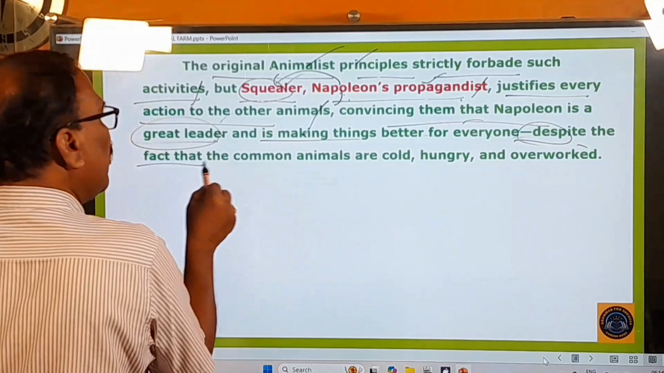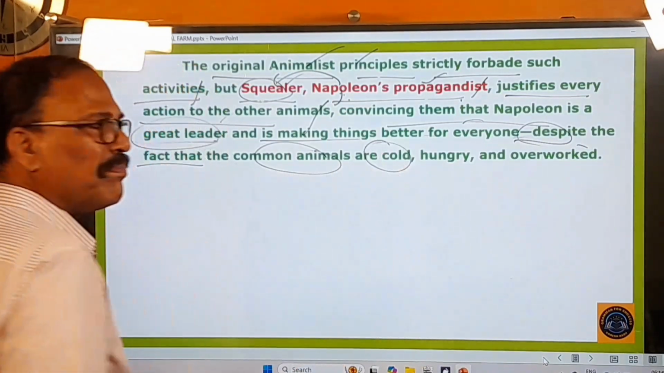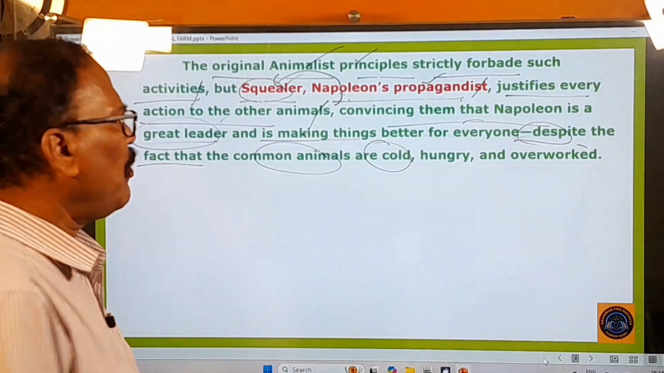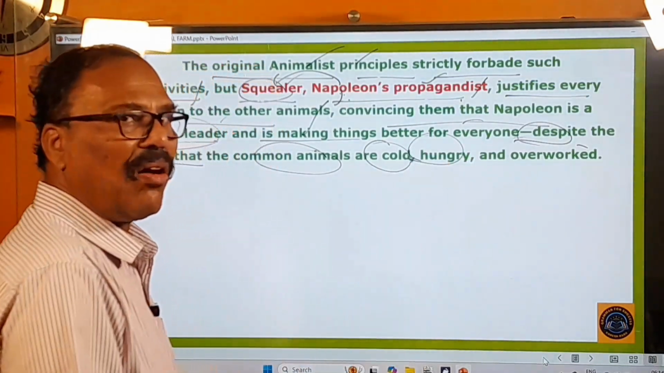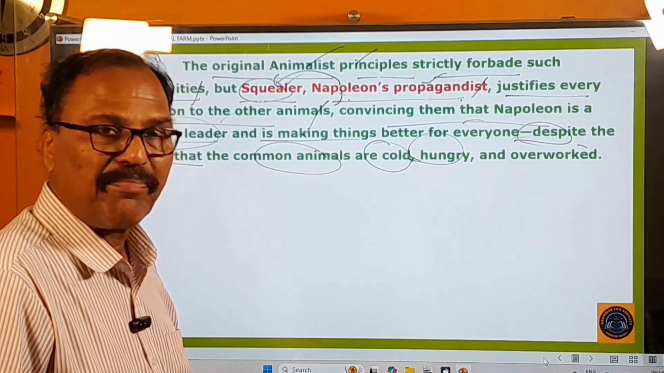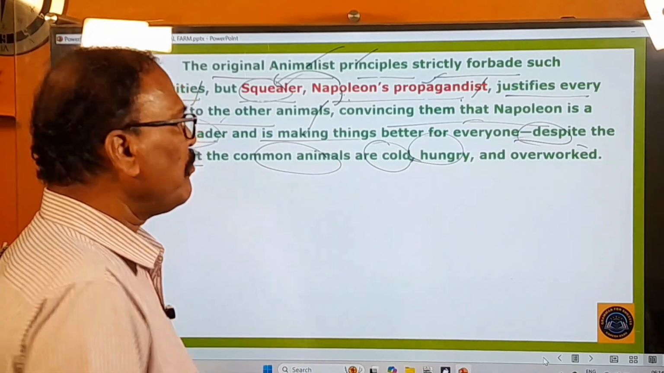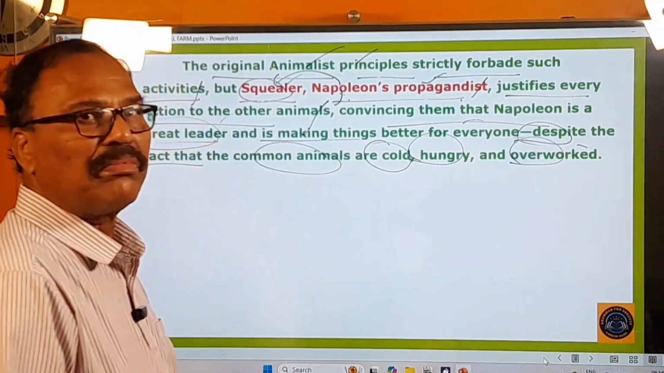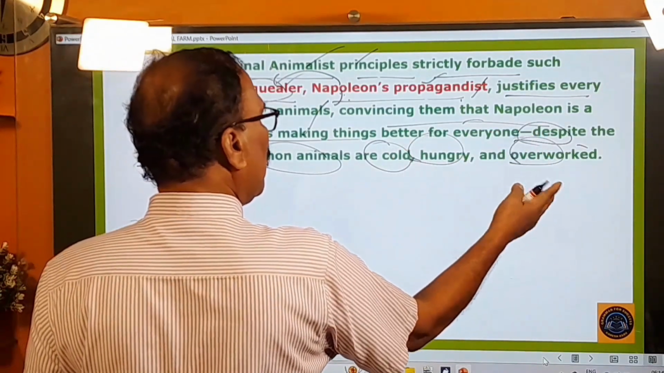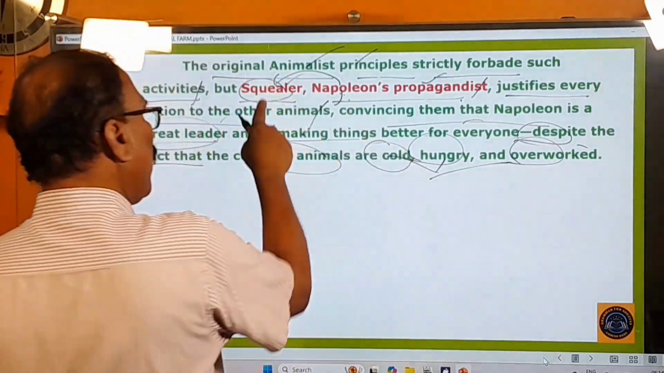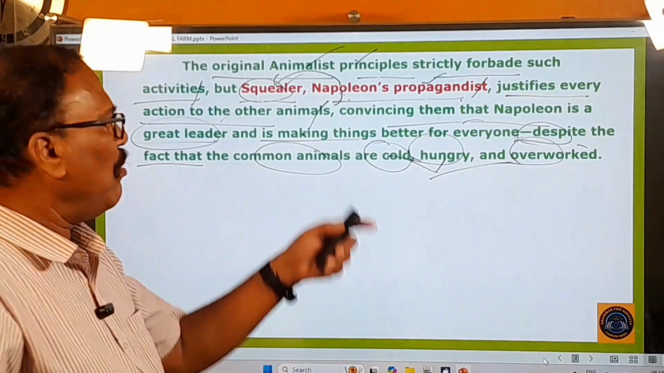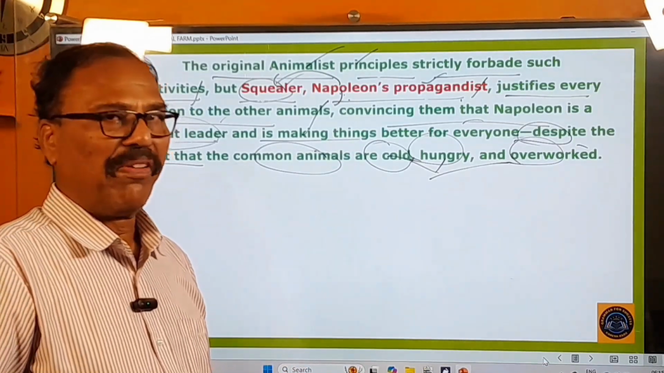Despite the fact that the common animals are cold, though the animals are very unhappy. Cold means very unhappy, sad and sorrowful. They are feeling hungry. They are not being fed properly. Enough food is not being given to them, and they are starving. They are also made to work more. They are overworking. So they are unhappy, hungry and overworking. Though these conditions are there, Squealer says whatever Napoleon does, he does only for the good of every animal of this animal farm.